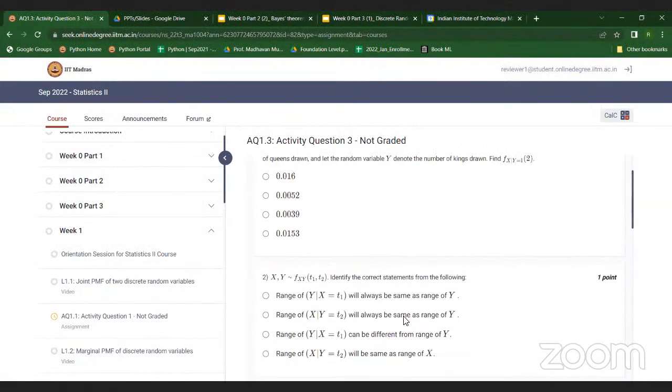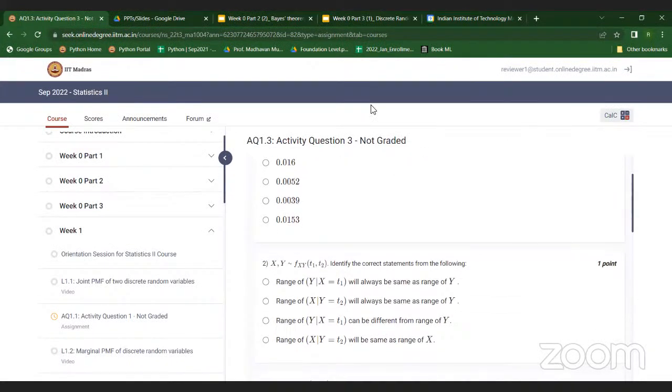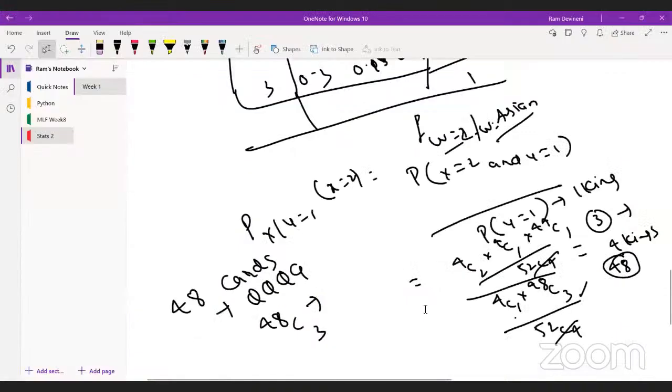Sir, I have a doubt. As we have studied about independence in week 0, what role will independence play in this case? How can we say that these are independent? How does the formula differ when independence comes into the picture? Okay, for this particular problem you're asking, or in general? For this particular question, how independence comes into the picture, how it differs from conditional.